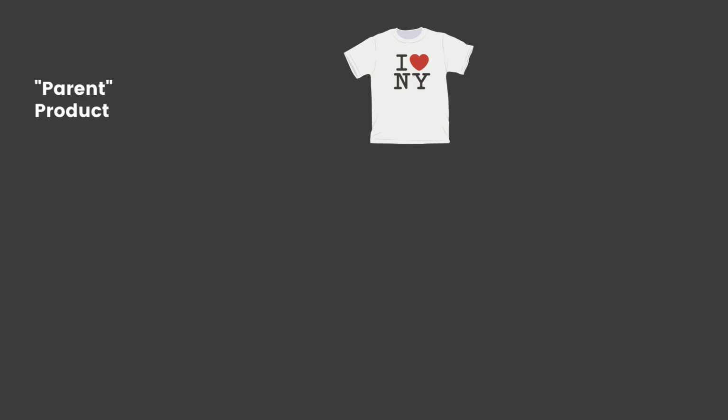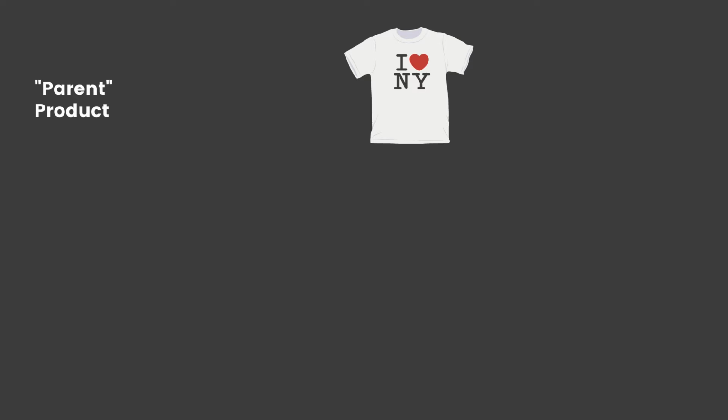Alright, so for example, let's say that we are selling these New York shirts and all we have is a white shirt in one size. Now that could be small, medium, large, whatever it may be. This is going to be known as our parent product. This is the one that basically starts the rest of the chain. Next, we're going to go to our variations.